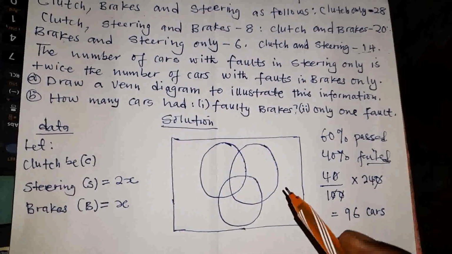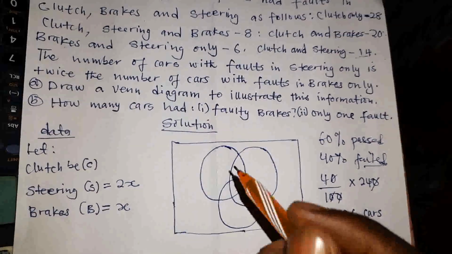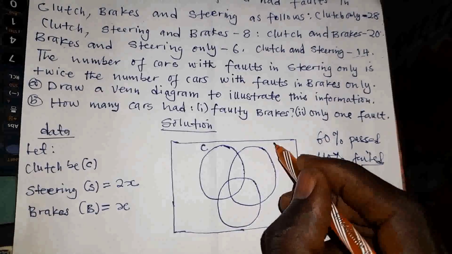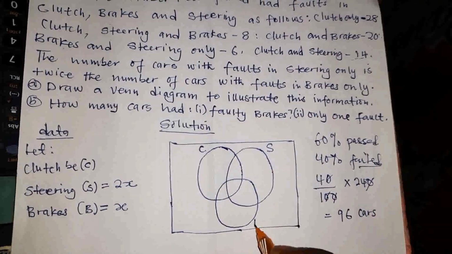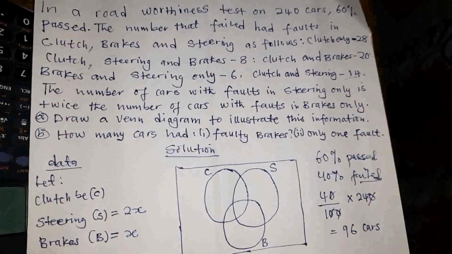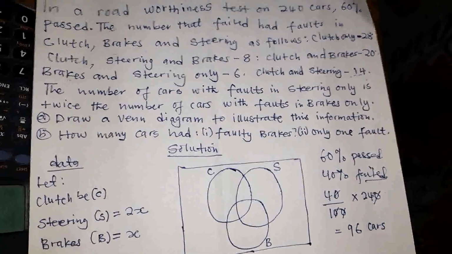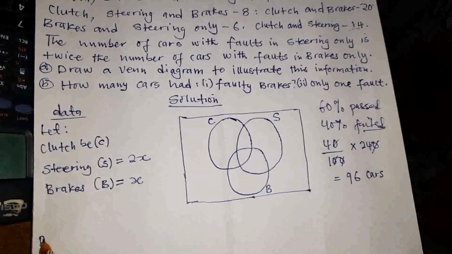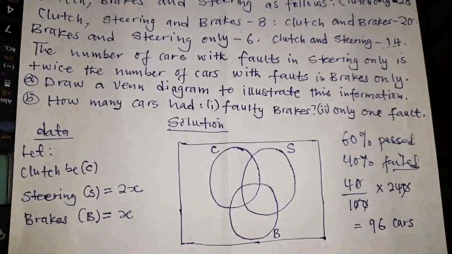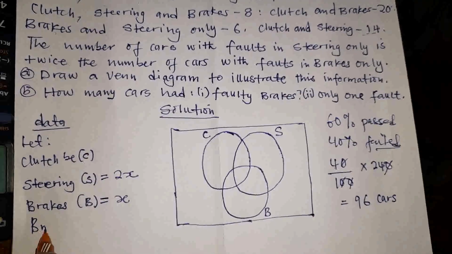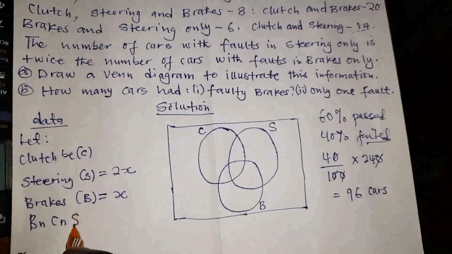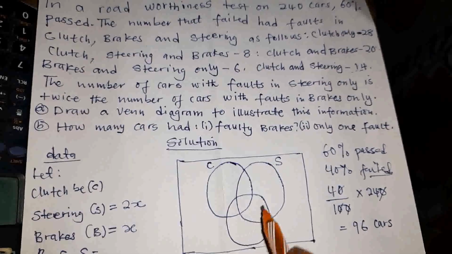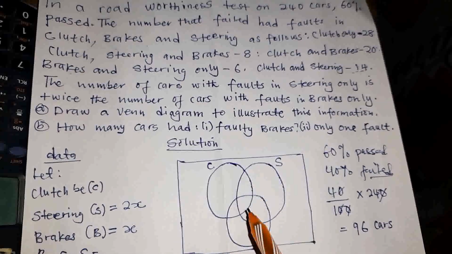I can list these as my clutch, my steering, my brake. Always the first thing you find is the intersection of brake, clutch and steering. That is the region connecting the brake, steering and the clutch.